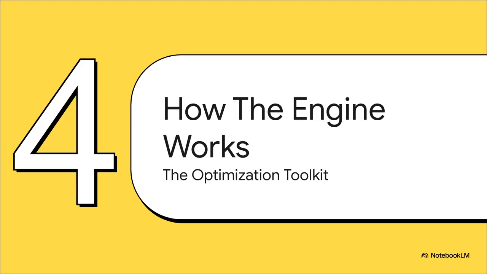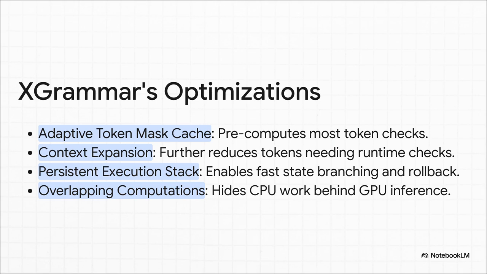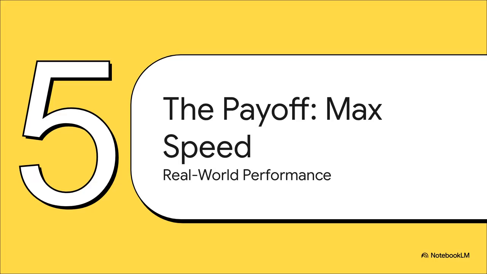So this is a fantastic idea, right? But how do you actually build an engine that can do this so dang efficiently? Let's take a quick peek under the hood. It's not just one magic trick. It's a whole toolkit of optimizations. They use a really smart adaptive cache and some clever context analysis to drastically shrink the number of tokens that even need to be looked at. Then, for the work that's left, they use an efficient stack and overlap the CPU and GPU work, so there's literally no wasted time.